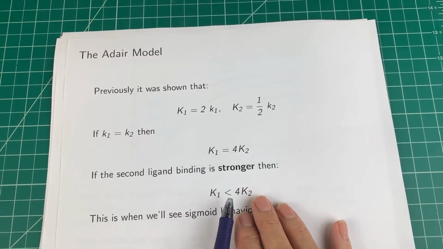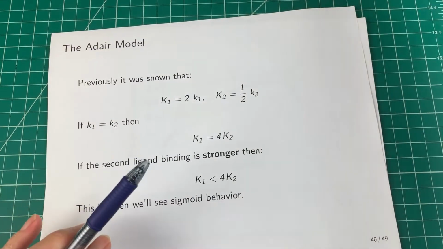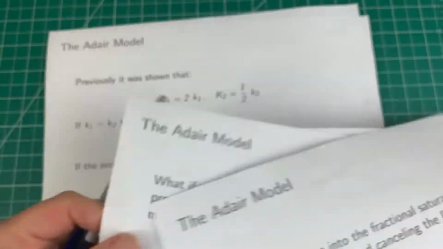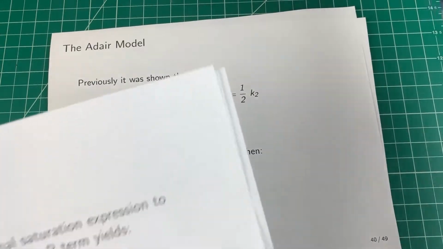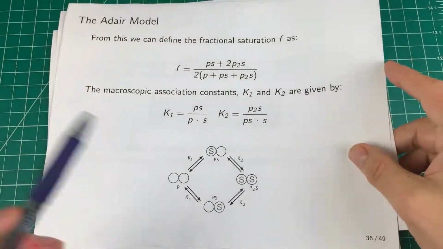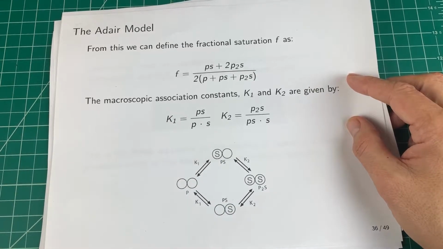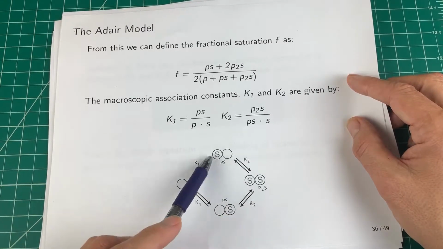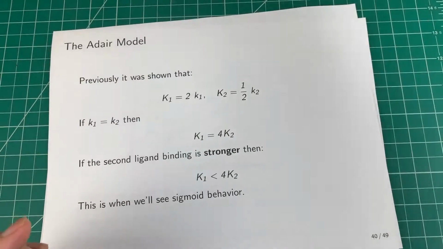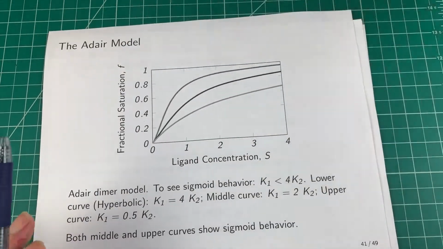And this is the case when the sites aren't identical. In other words, if you look at the diagram, the binding of the second ligand is stronger than the binding of the first ligand. That's the case when we have a sigmoid response, when the second ligand binding is stronger than the first ligand binding, and that's given by this relation here.